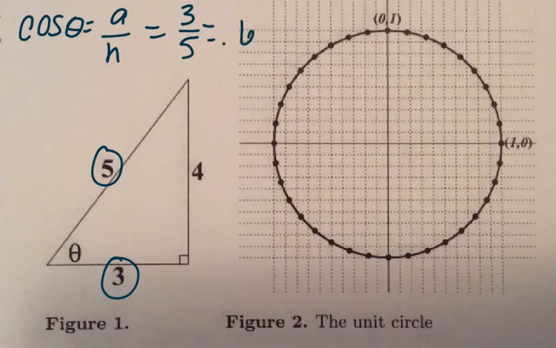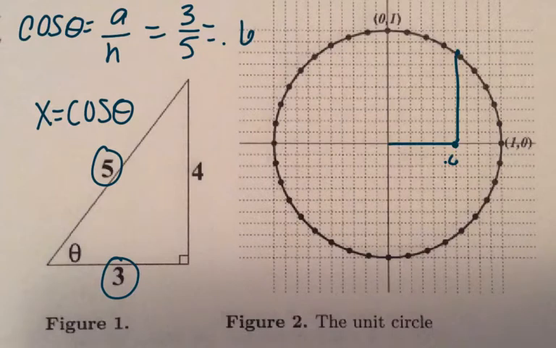We also know that the cosine of theta is going to be consistent for all angles of the same theta, regardless of how long the sides of our triangle are. So we can now go to our unit circle and use 0.6 as our x coordinate, because on the unit circle, x equals cosine of theta. So here's 0.6 on the unit circle.